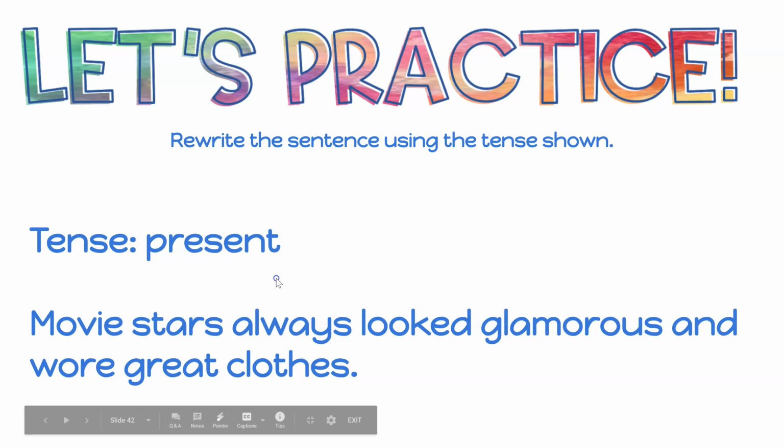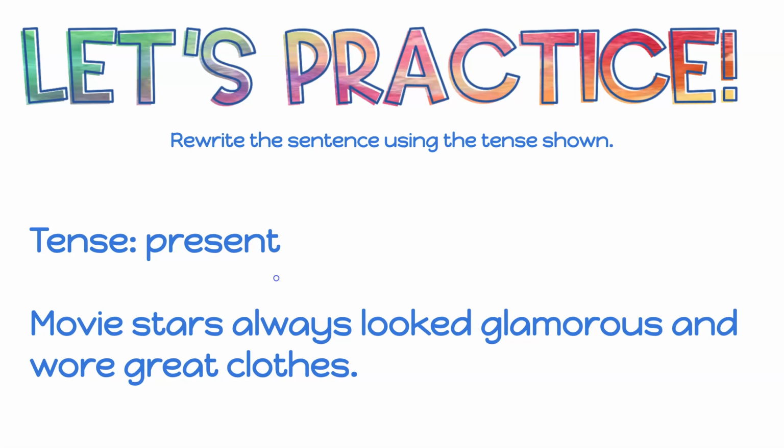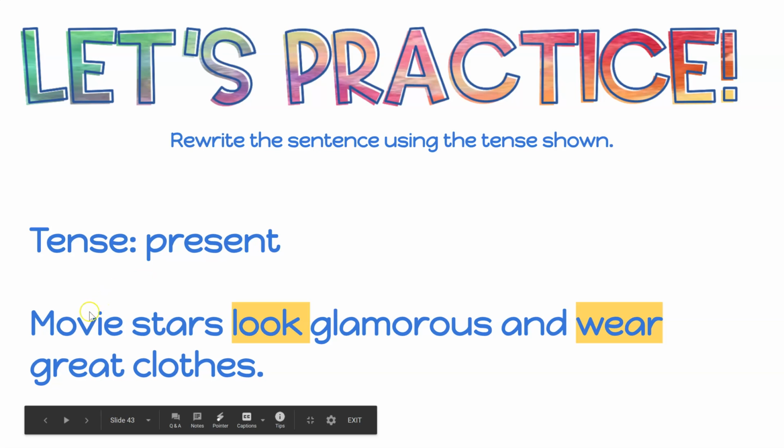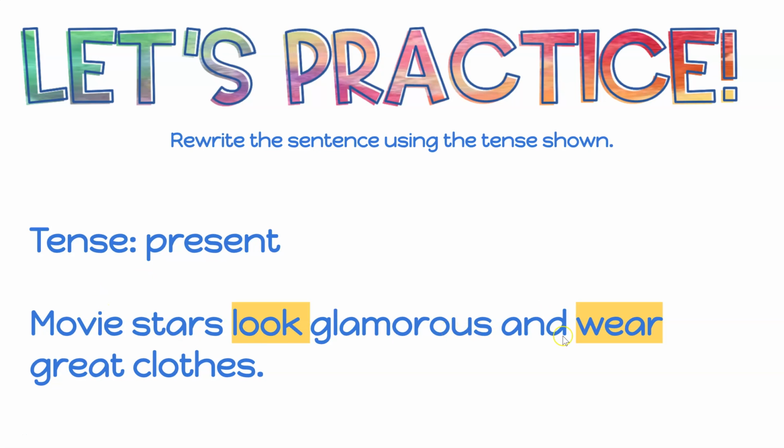Let's change this sentence to be in the present tense. Movie stars always looked glamorous and wore great clothes. There's two verbs here that we want to edit. That's right. The movie stars look glamorous and wear great clothes. We change the verbs to their normal state, no ending, so that they can reflect the present tense.